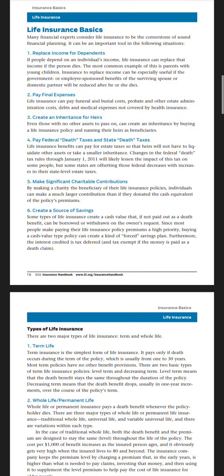Create a source of savings. Some types of life insurance create a cash value that, if not paid out as a death benefit, can be borrowed or withdrawn on the owner's request. Since most people make paying their life insurance policy premiums a high priority, buying a cash value type policy can create a kind of forced saving plan. Furthermore, the interest credited is tax deferred, and tax exempt if the money is paid as a death claim.